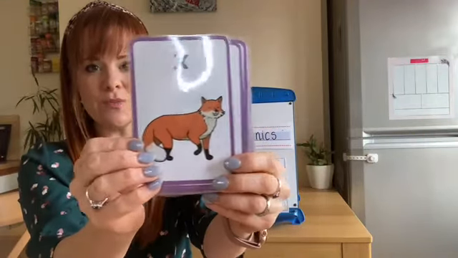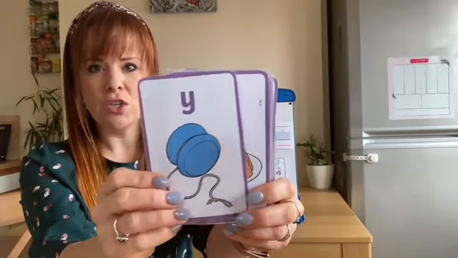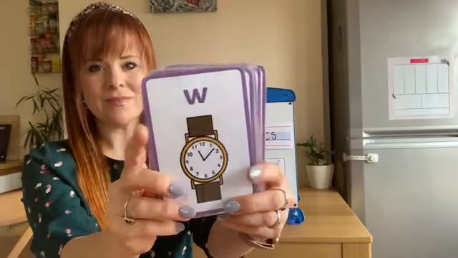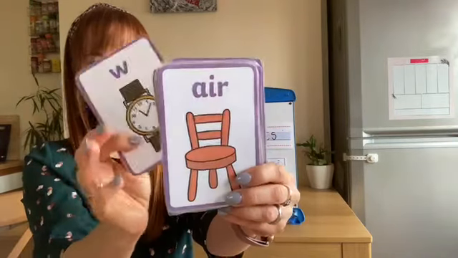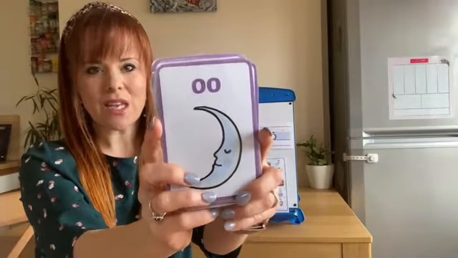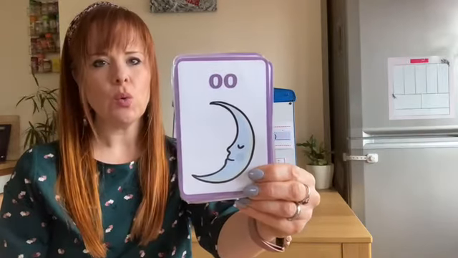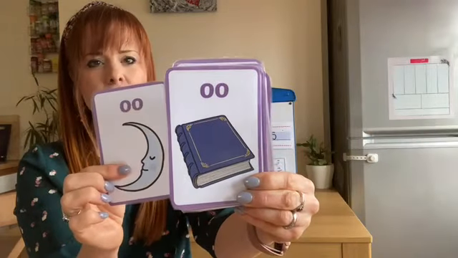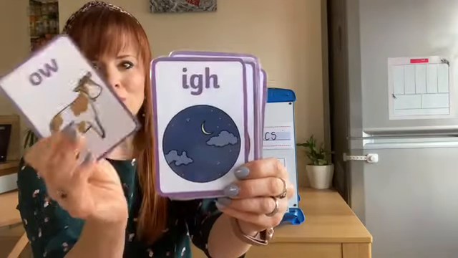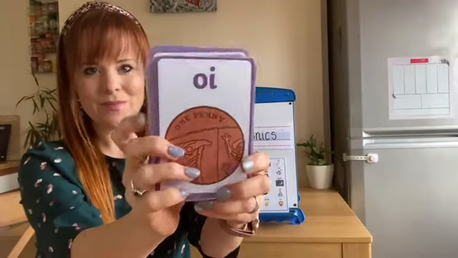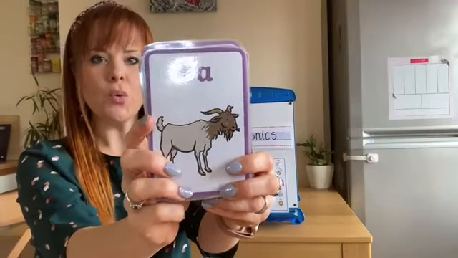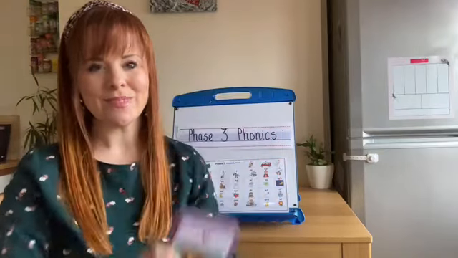X, X, Y, Y, J, J, W, W, R, E. This one also has 2 sounds. Oo, as in moon. And as in book. Ow. I. Oi. Ng. O. Great job, everybody.